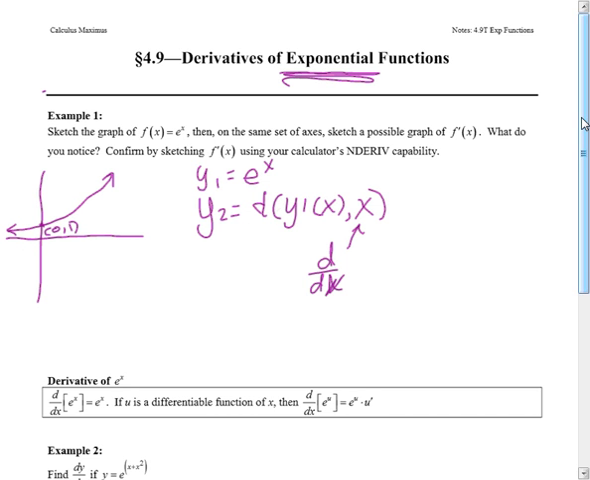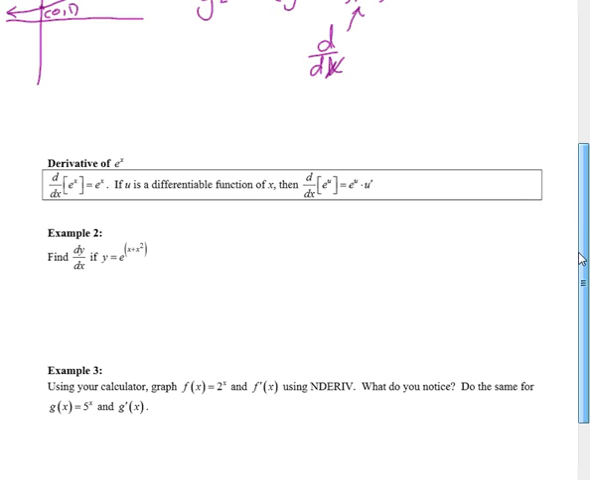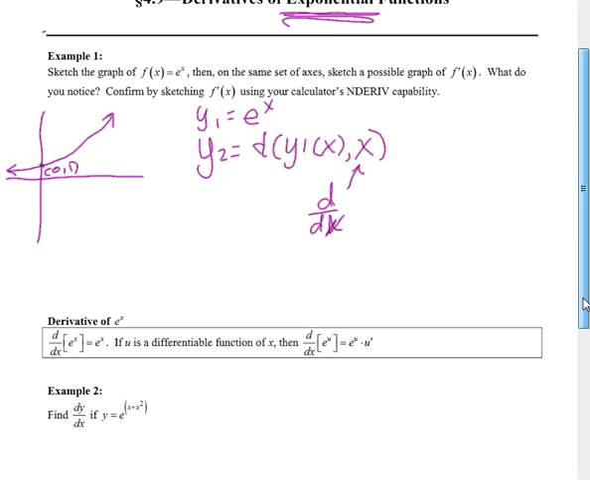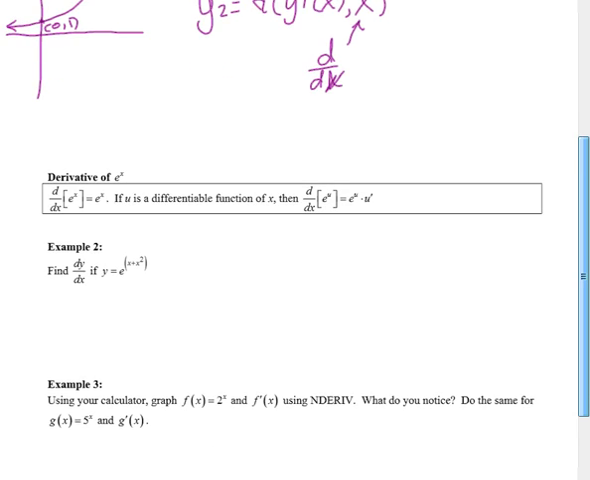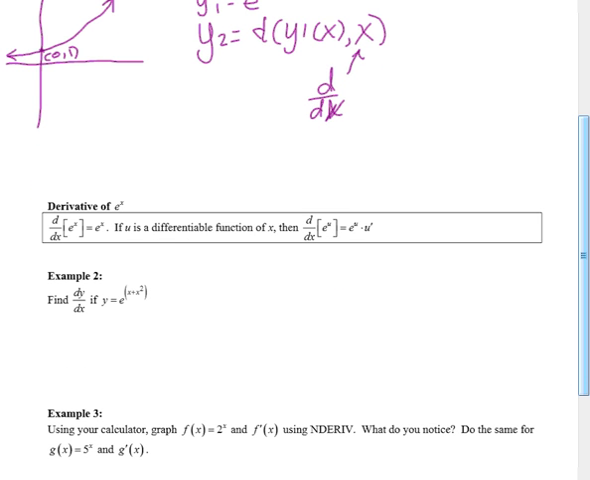Now if we look at it analytically here, we see that the derivative of e to the x is just e to the x. Alright, so for any function, though, if we have e to something other than x, we have to remember, using the chain rule here, to multiply by the derivative of the inside function. Alright, so we have an example to practice this.